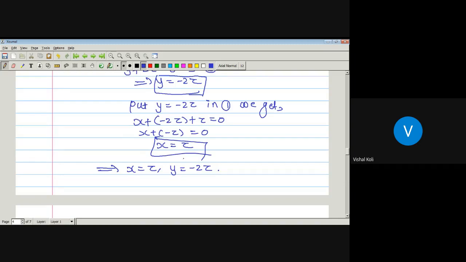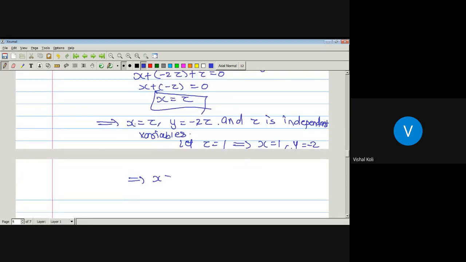Okay, z is an independent variable. It means we can choose any value for z. For example, let z be equal to 1. If z is equal to 1, then x is equal to z, so x is also 1. And y is equal to minus 2z, so y is equal to minus 2 into 1, which is minus 2. So here we get the values x equal to 1, y equal to minus 2, and z equal to 1.